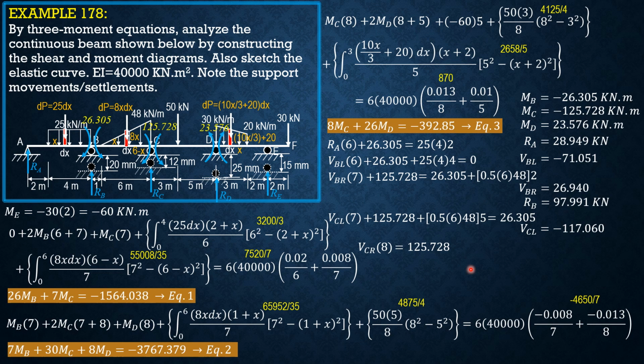Then next is the shear at C just to the right. So consider CD. Shear at C just to the right is positive upward. So we sum up moments about D. Shear at C just to the right times 8.